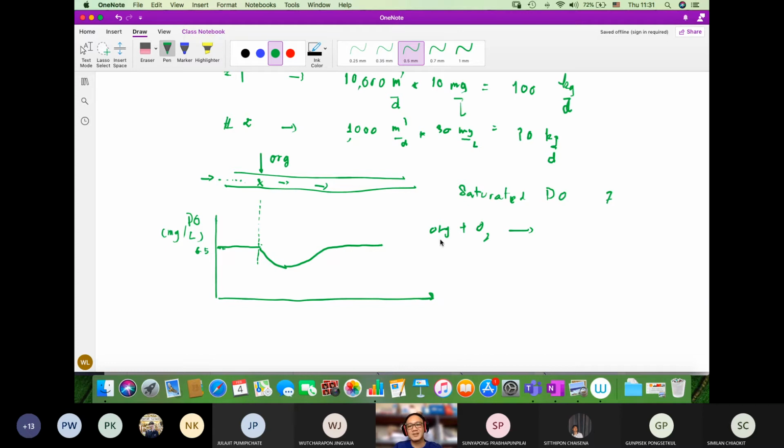If the organic substance is not too high, the lowest dissolved oxygen value here we call the critical DO, the critical dissolved oxygen. As it gets lowest, if you look at the surface water quality standard, for the type 3 water quality standard, the dissolved oxygen shouldn't be lower than 4 milligrams per liter. Type 3.